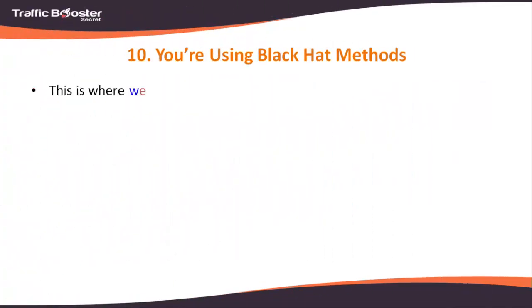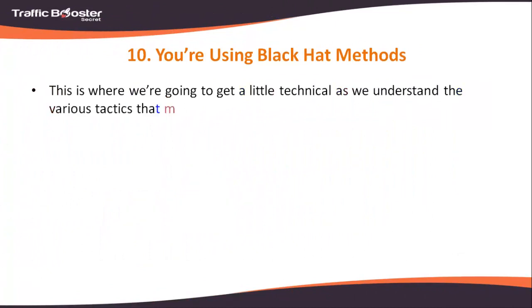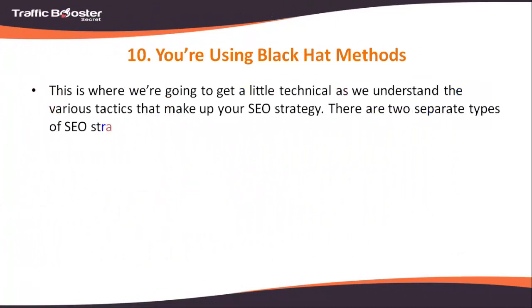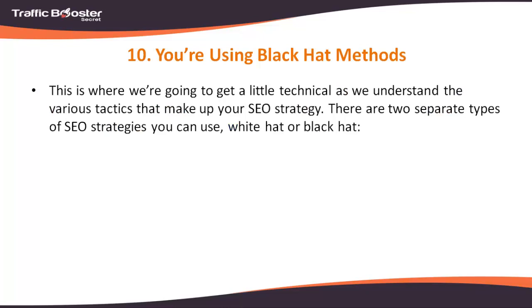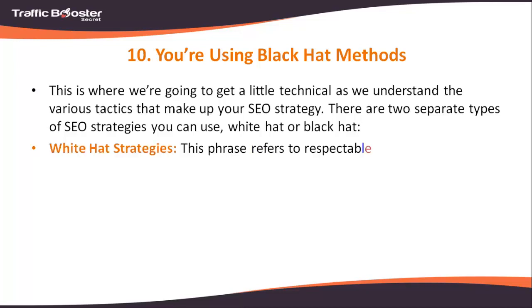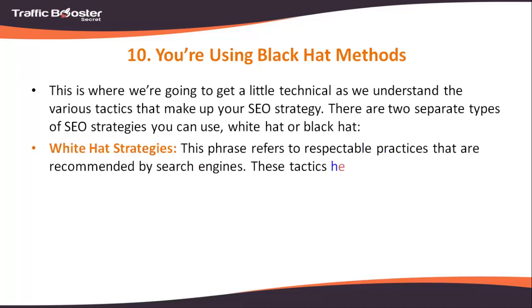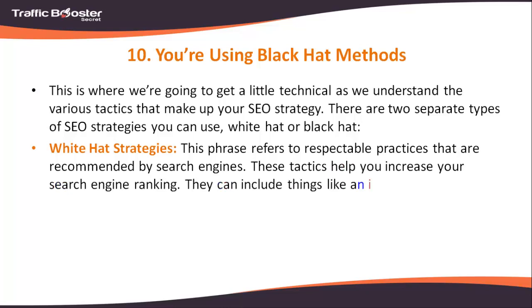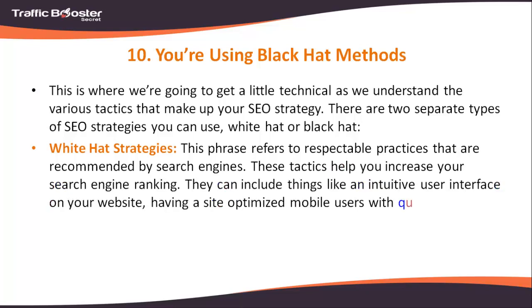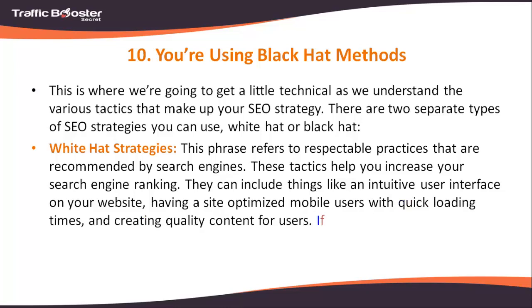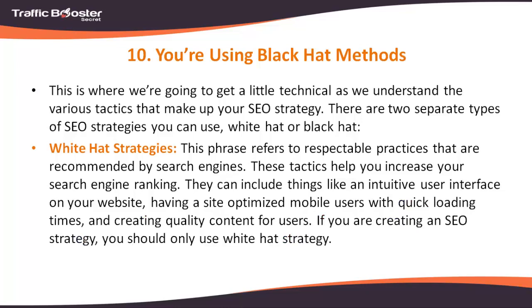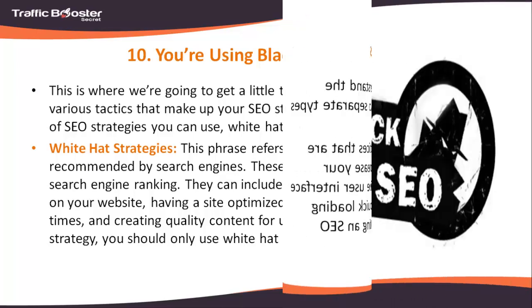10. You're using black hat methods. This is where we're going to get a little technical as we understand the various tactics that make up your SEO strategy. There are 2 separate types of SEO strategies you can use, white hat or black hat. White hat strategies. This phrase refers to respectable practices that are recommended by search engines. These tactics help you increase your search engine ranking. They can include things like an intuitive user interface on your website, having a site optimized for mobile users with quick loading times, and creating quality content for users. If you are creating an SEO strategy, you should only use white hat strategy.